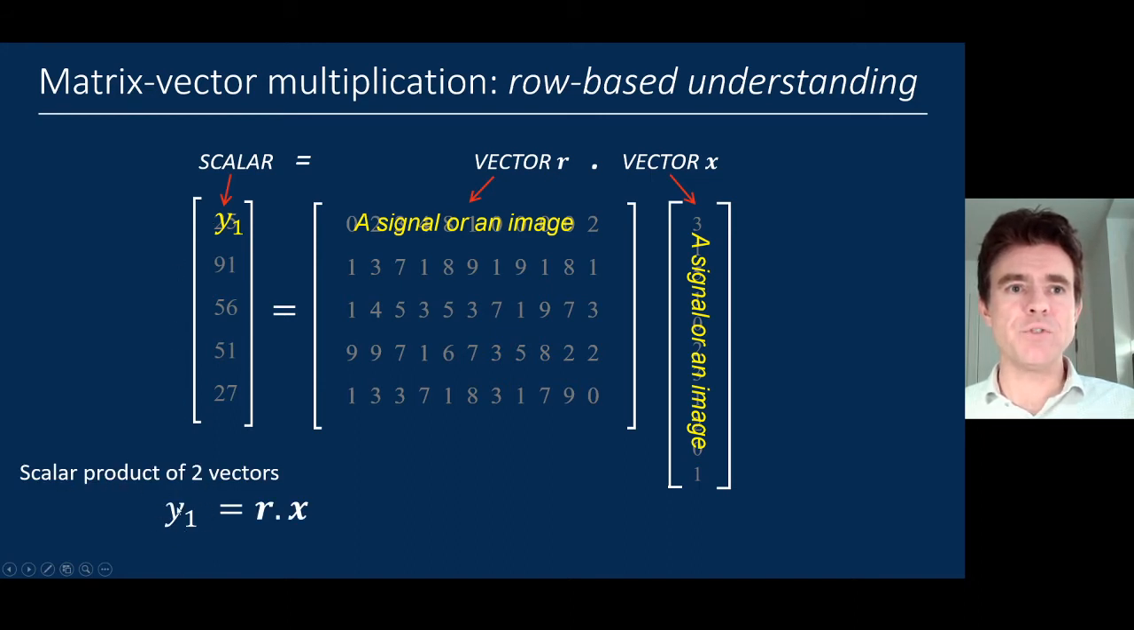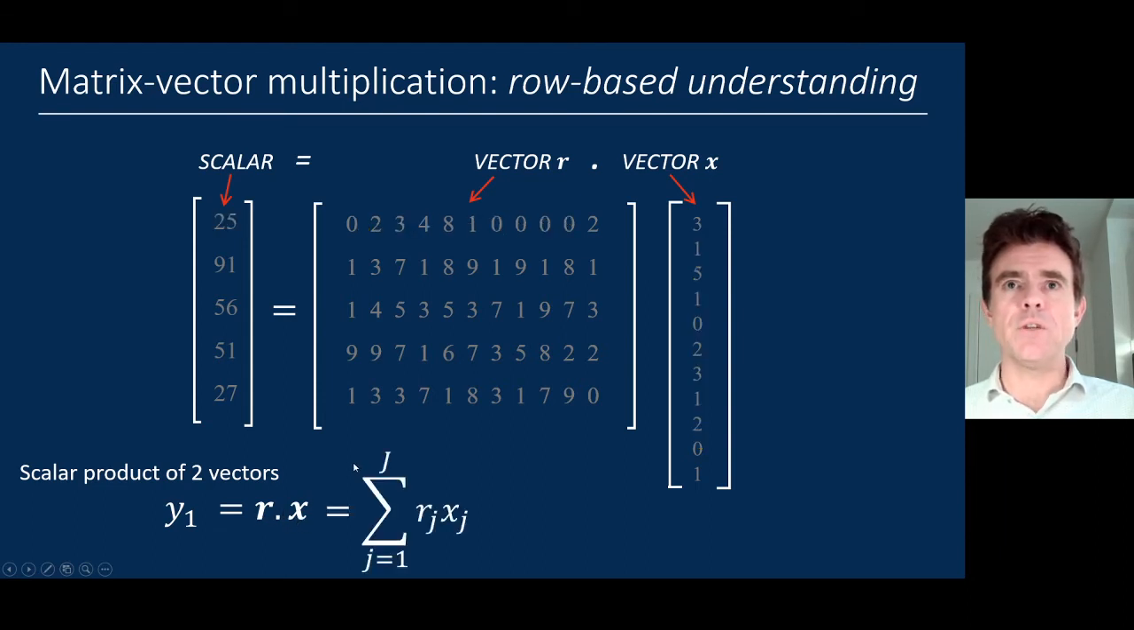The output here is a scalar value, the first element here for this output vector y, and it's equal to the row vector r in dot product with the input vector x. And so standard notation then is to say that that's just exactly that process I described. It will be r1 times x1 plus r2 times x2 and so on, all the way up to capital J, which is the number of columns. And of course, that also means that our input vector needs to have as many elements as there are columns in the matrix in order for matrix vector multiplication to be valid.